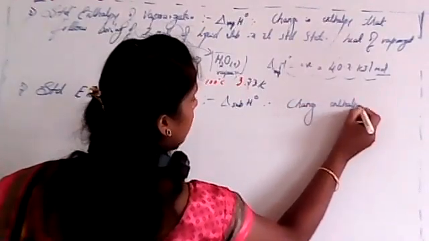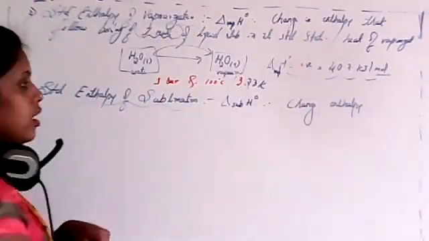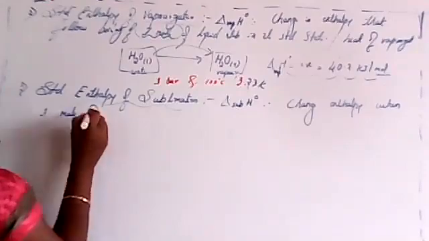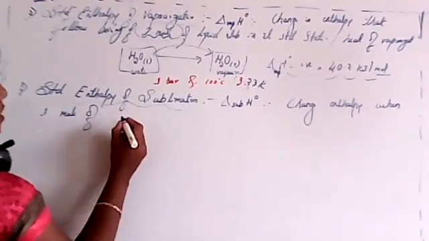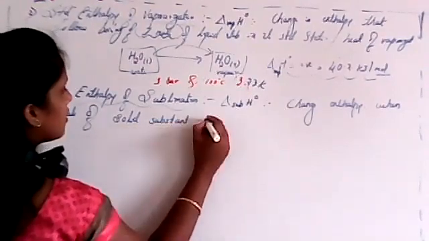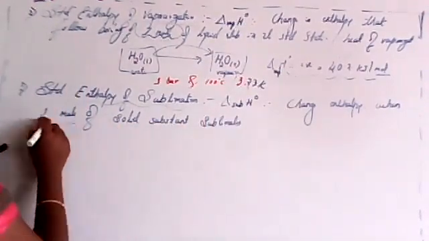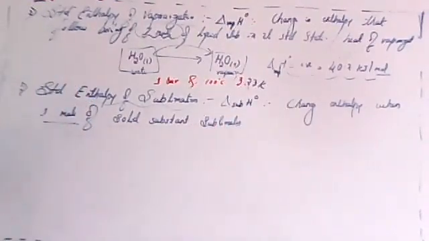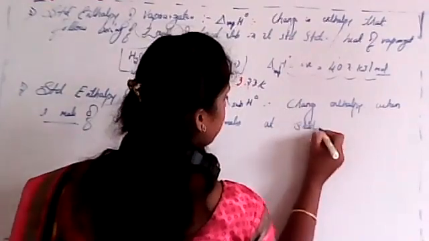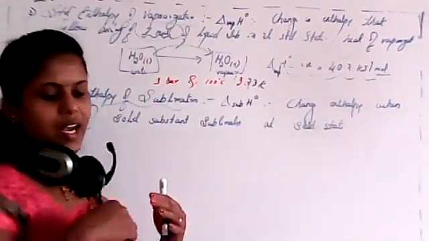Change in enthalpy which is required, or energy which is required, when 1 mole of solid substance sublimates at a constant, or just write at its standard state. That means at a constant temperature and under standard pressure.